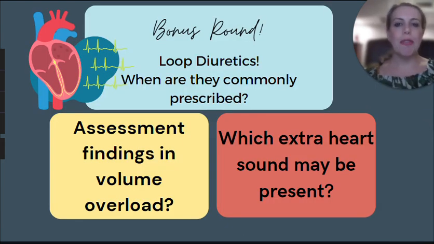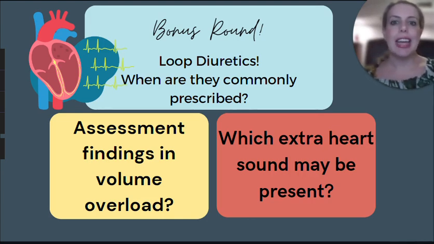So just a little fun bonus information before we close out on the topic of loop diuretics. You're going to see loop diuretics like furosemide prescribed a lot in which cardiovascular condition? Can you think of it? It's heart failure. Furosemide works fast. It pulls off that extra fluid in our volume overloaded conditions.